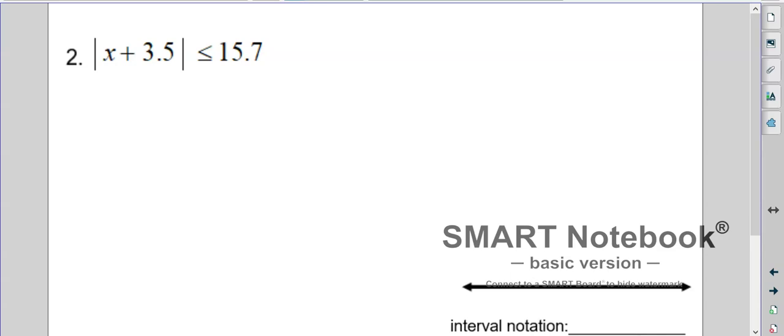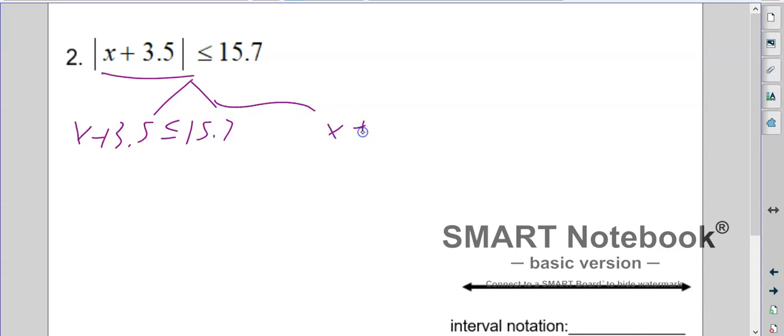All right, we have a decimal. Doesn't matter, no big deal. Notice it is already by itself, and it's a less than, which means it's going to be one of those in-between graphs. So I'm ready to go. I can bust this up into two problems. x plus 3.5 is less than or equal to 15.7. And x plus 3.5, remember, I'm making it negative 15.7. Therefore, I flip this symbol.